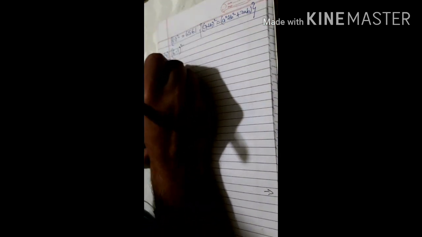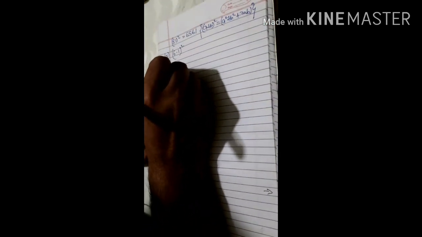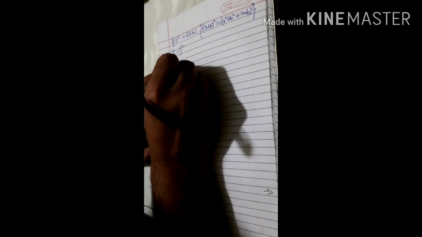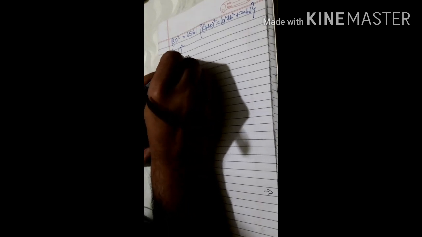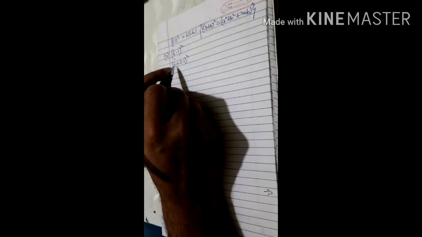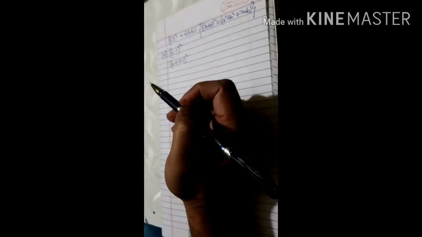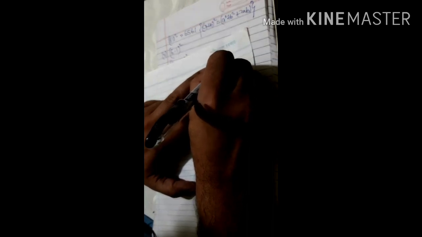How can we write 6.1? 6.1 can be written as (6 plus 0.1) whole square, because 6 plus 0.1 will give us 6.1. Let us verify this in the rough work. 6 means 6.0 and 0.1. If we add it up, what do we get? 6.1.